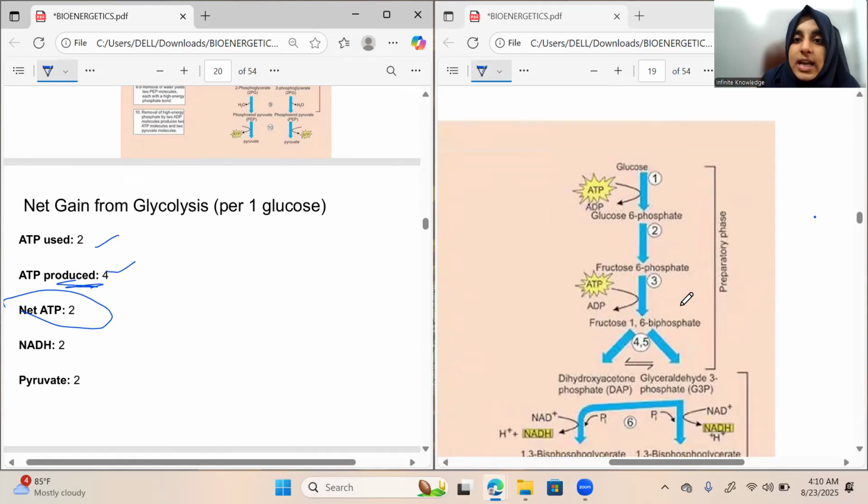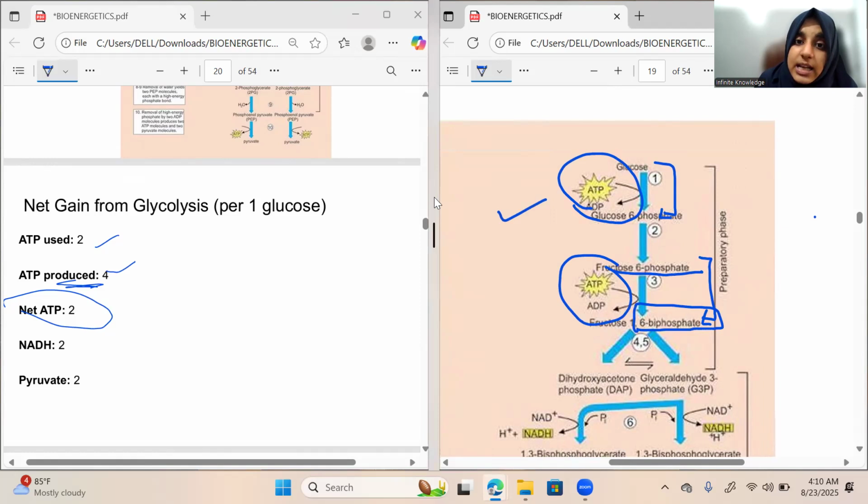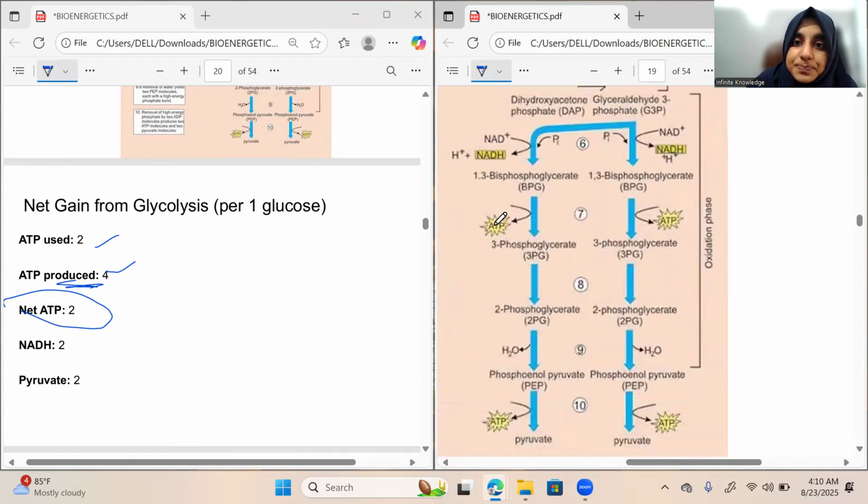In the preparatory or the energy investment phase, in the first step this ATP is converted into ADP, where glucose is being converted into glucose 6 phosphate. And another ATP is converted into ADP when fructose 6 phosphate is converted into fructose 1,6 biphosphate. So these are the two ATP which are used. Now, how many ATPs are produced? We are going to see this right now.